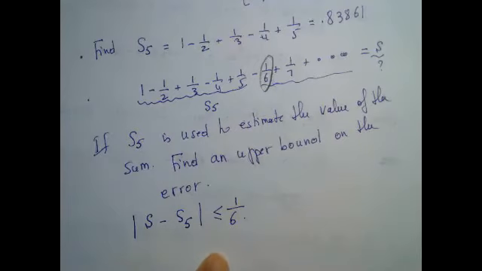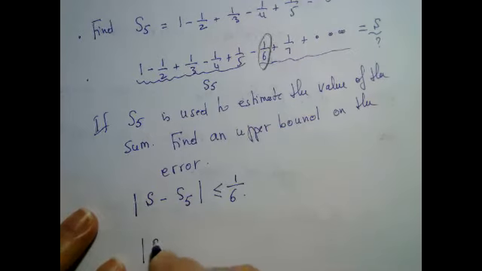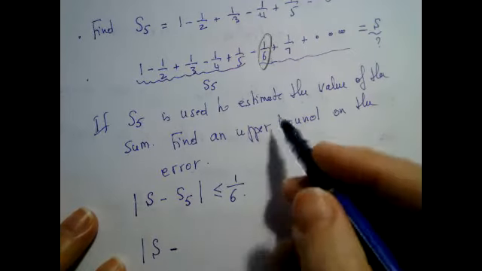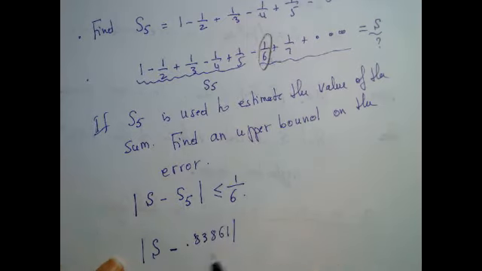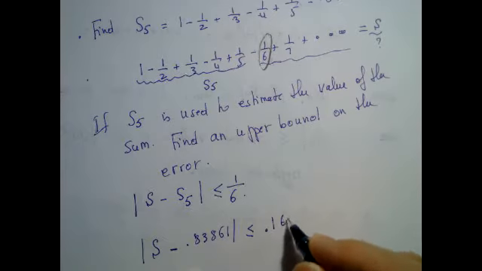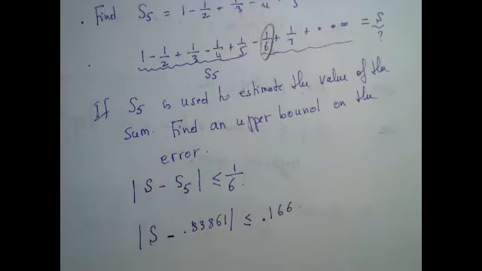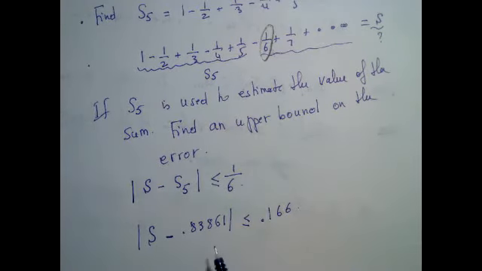Now, what is 1 over 6? It means that S, the total sum, minus S5, which is 0.83861, how far those are is actually less than 1/6, which is 0.1666 repeating, basically. That much. So that's really the error. If I use the first 5 terms, I don't get quite the value. I get the value within the error of 0.1666.